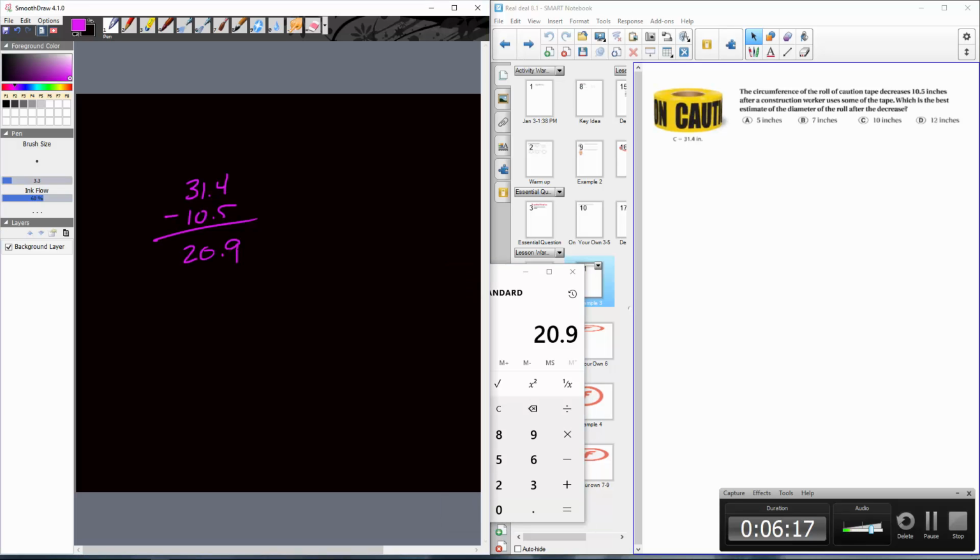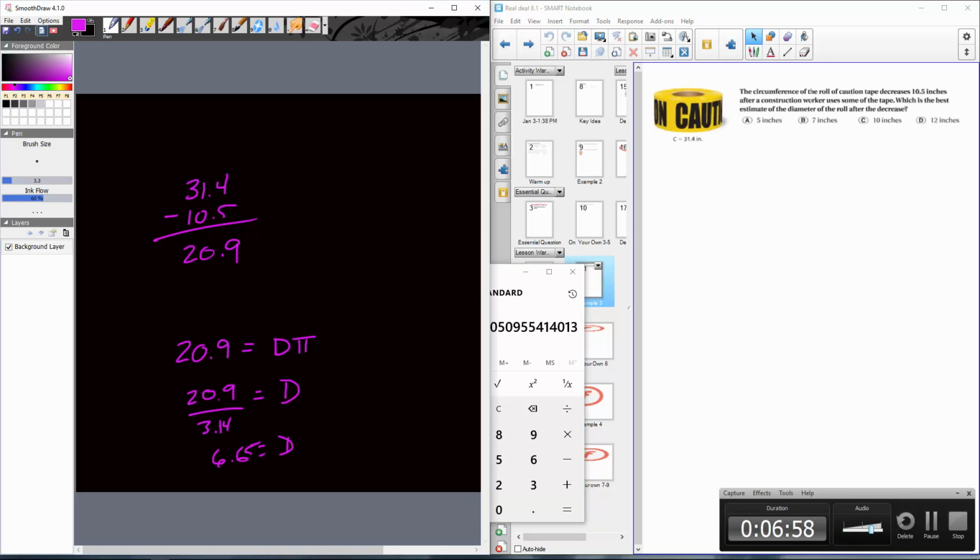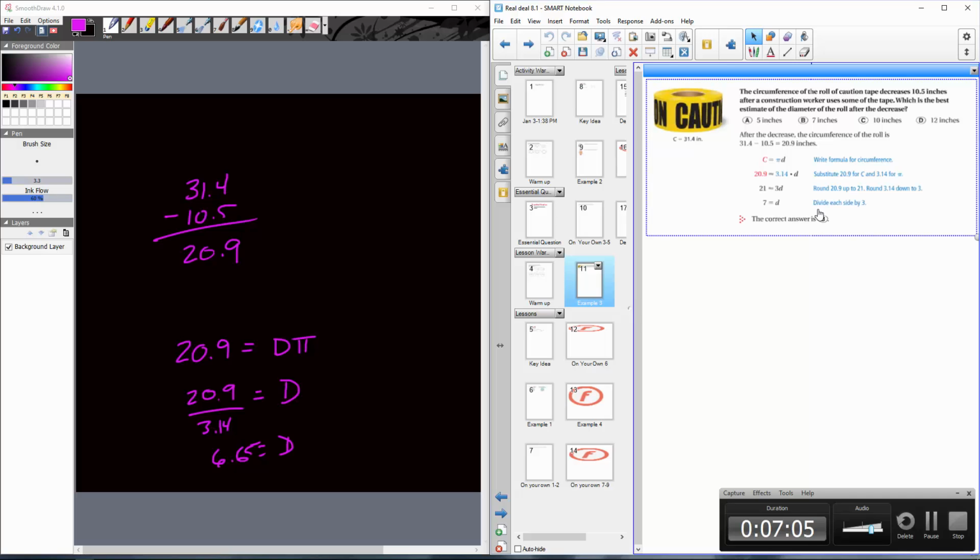20.9. So I'm going to set this up now as my circumference. So 20.9 equals, I know it's d times pi, right? And pi is like 3.14. So I take d equals 20.9 divided by 3.14. D will equal 6.65. If I look up here, which number is closest to 6.65? Well, B is. And that's the answer.